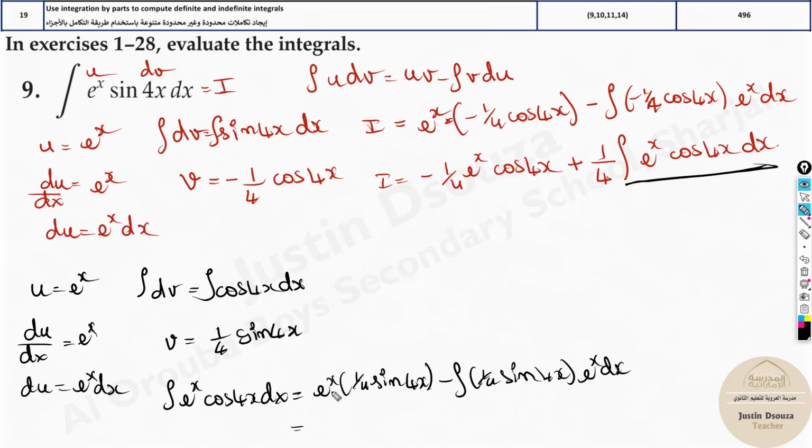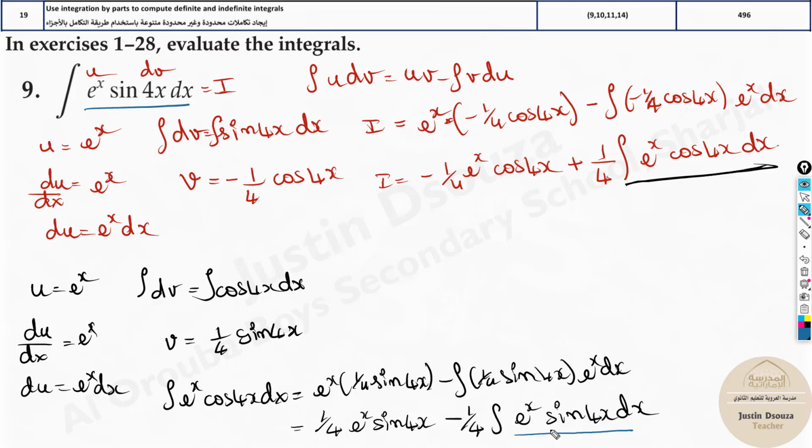Now let's rearrange and write this. 1/4, I'll bring it outside, it's going to be e to the power x sine 4x minus, let me bring 1/4 outside. What did we get remaining over here? e to the power x sine 4x dx. Now look once into the question here, what do you recognize? This question and this are the same. That's why I assumed this to be I, right? Now here I will write this, and continue.